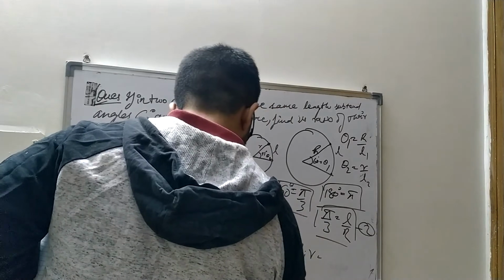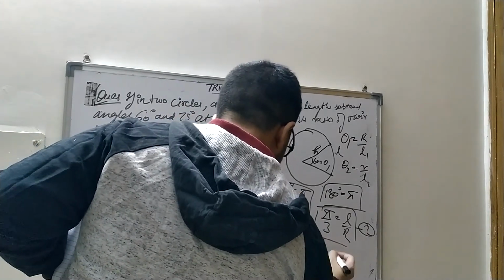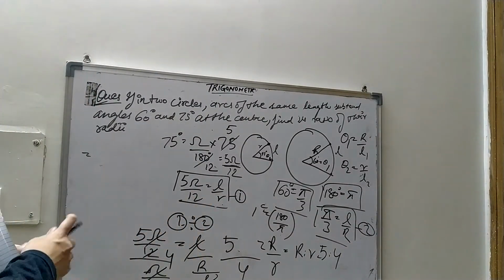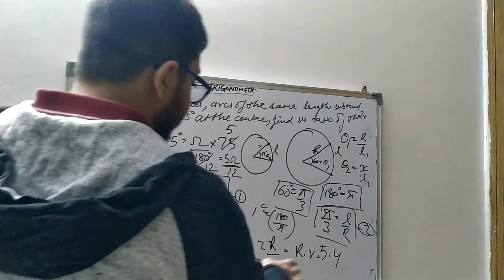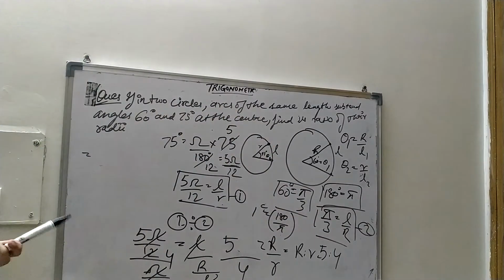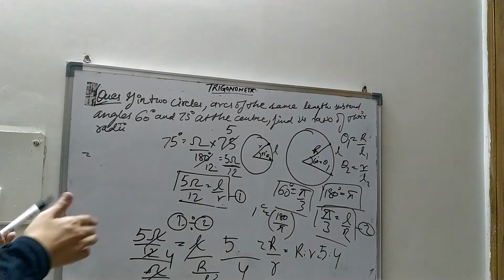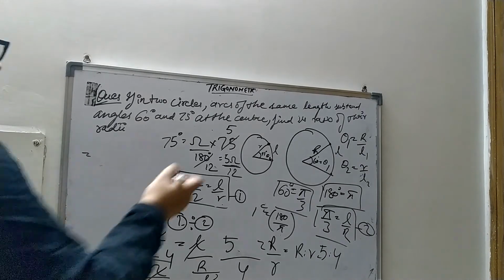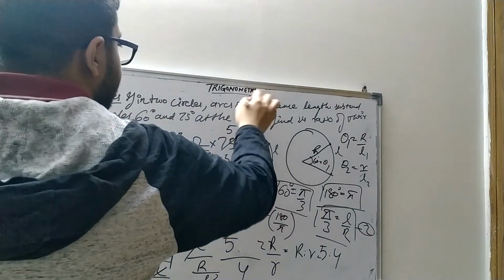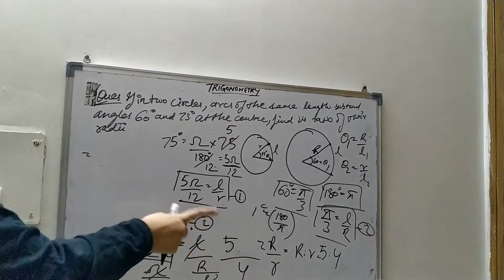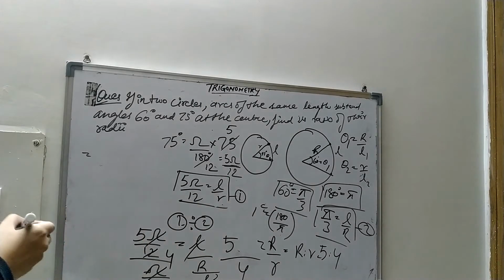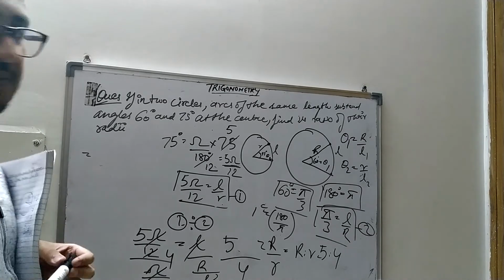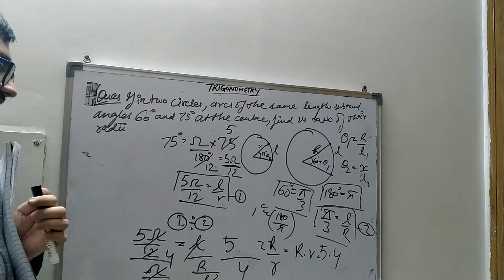Sorry, 5 is to 4. So basically the final answer is 5 is to 4. Five is to 4 is the main answer. So pause the video and write it. I will give 5 minutes to write up.